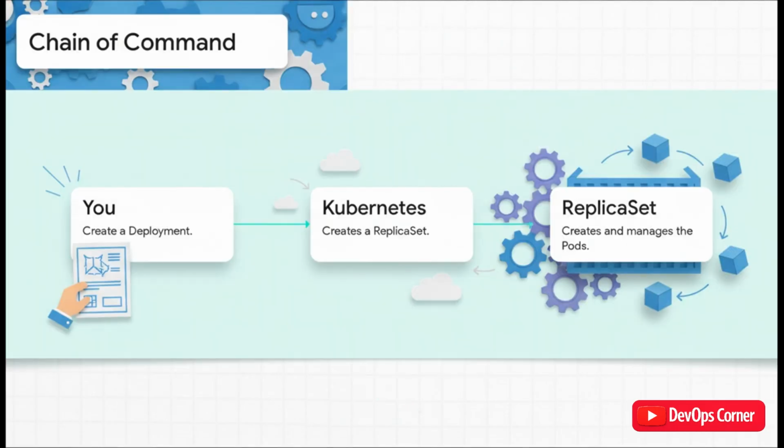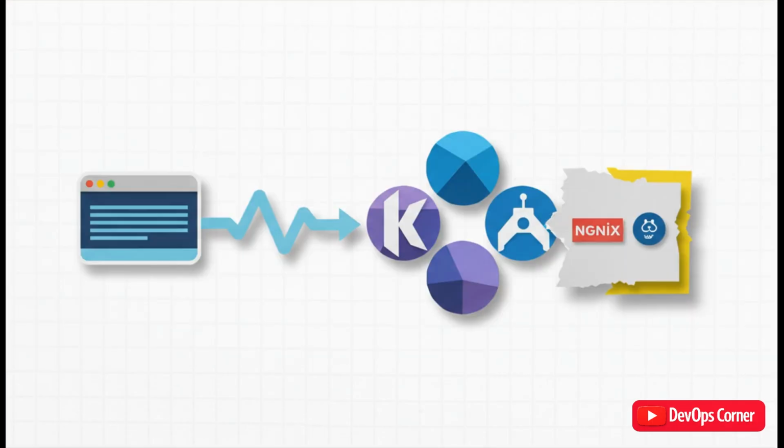And this is a perfect illustration of that chain of command. It shows you the layers of automation. All we have to do is create a deployment and tell it what we want. The deployment goes and creates a replica set. And then it's the replica set's job to make sure the right number of pods are always up and running. We just manage the one thing at the top, and Kubernetes handles all the details. Pretty cool, right? So let's do it.